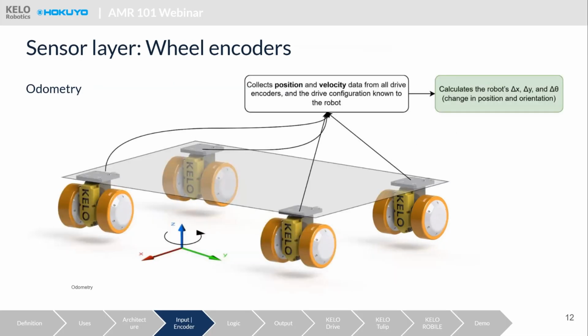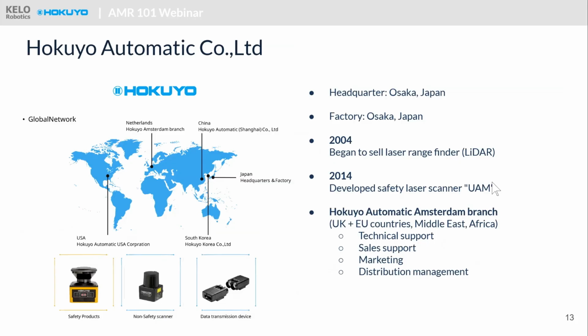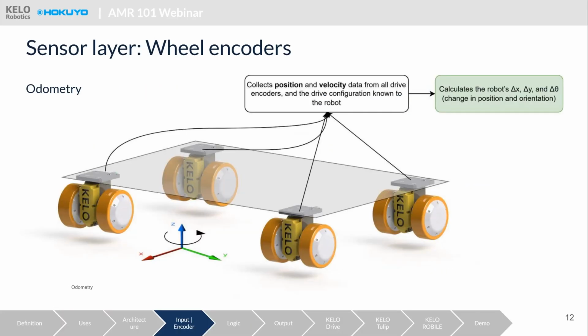The odometry data that we discussed, or the relative motion, is basically the unit that collects all the position and velocity data from all the motors and, depending on the geometry of the system, calculates the robot's delta x, delta y, and delta theta. So this is the relative motion. As I said, this is the result of the encoder values that we read. But the next thing is the LiDAR. So I would like to ask our colleagues at Hokuyo to take over and explain the LiDAR part.